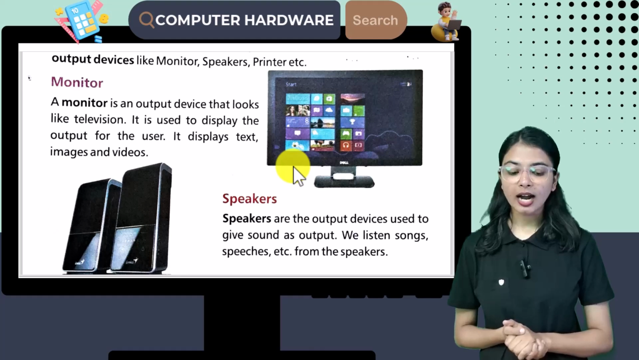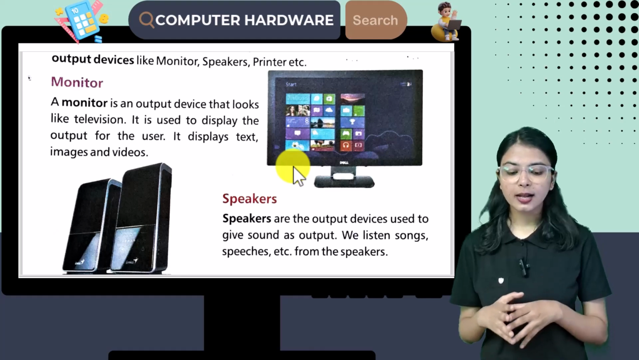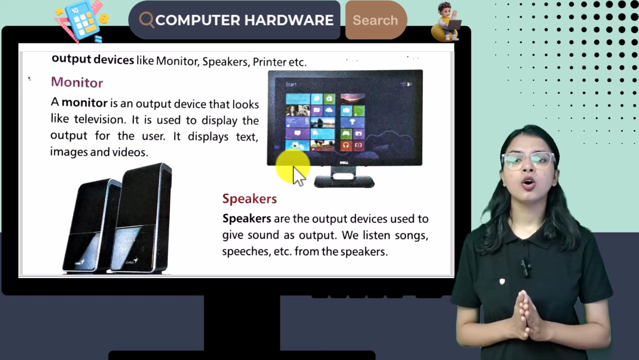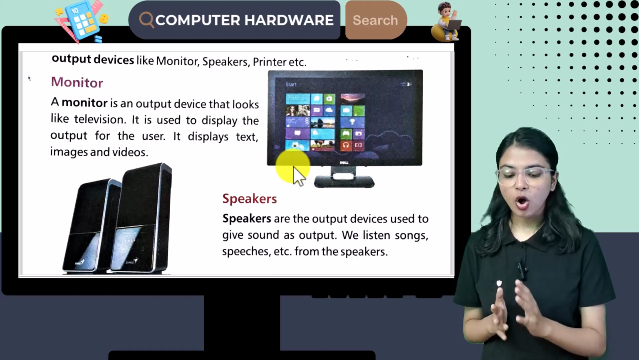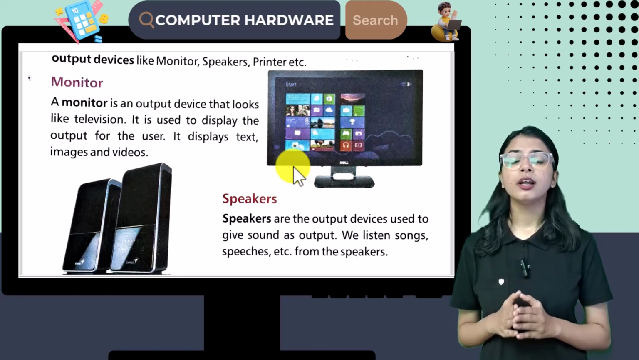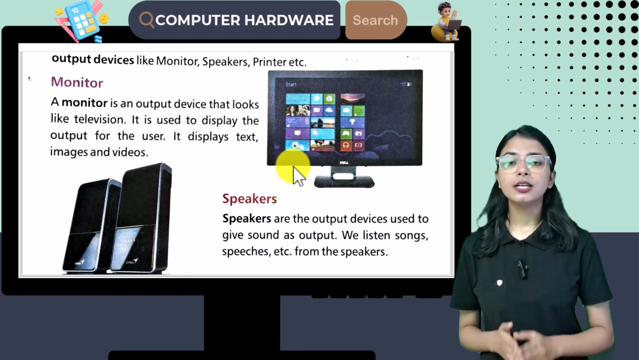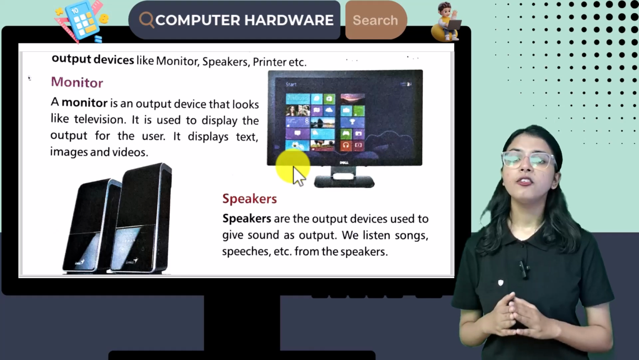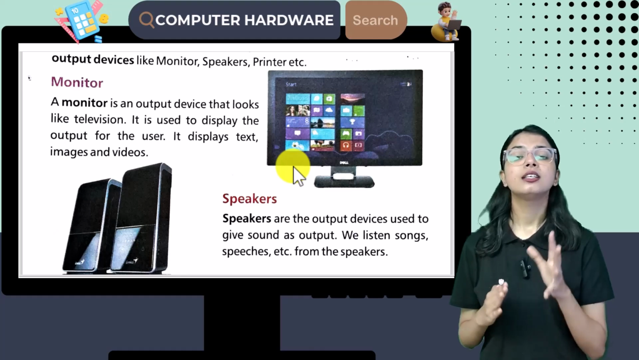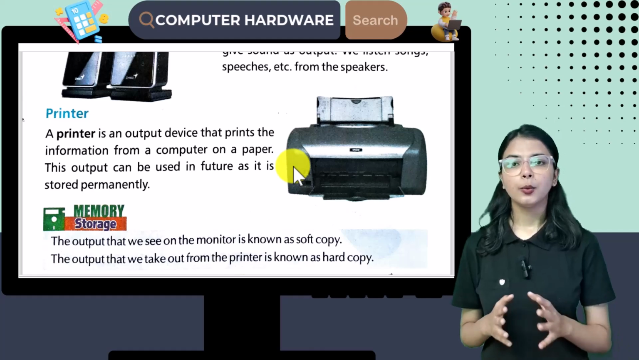Okay students, now your next output device is speakers. So speakers are the output devices used to give sound as output. With the help of speakers we can get sound as an output. We can listen to songs, we can listen to speeches, or if we are playing a movie on the computer and want to listen to that movie on the speaker, we can take the help of speakers. Because a speaker is an output device which gives us sound as an output. Okay students, so speaker is very useful to us.